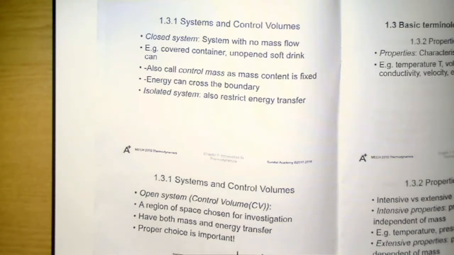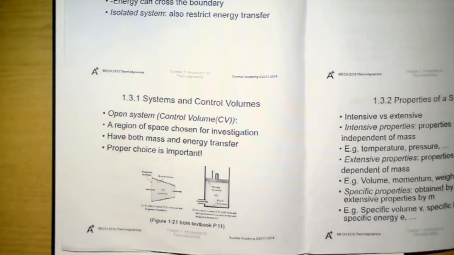But note that energy can cross the boundary in this case, as we can see in the warming of Coke at room temperature. Suppose you take a soft drink can out of the refrigerator, then it would have a rise in temperature and gradually become warm if you put that inside a room. If energy transfer is also prohibited across the boundary, the system will be isolated.